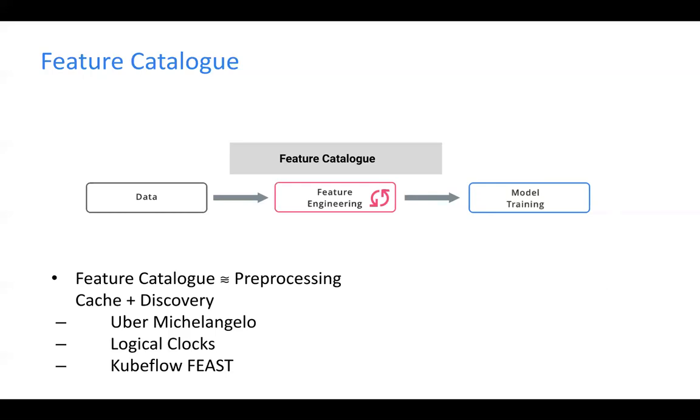And there are actually multiple implementations. So there's, for example, Uber's Michelangelo. Airbnb also has their own one, but that's not open source. Logical Clocks, a startup from Sweden, also has their own feature store. And in Kubeflow, there's also a project called Feast, being a feature store.